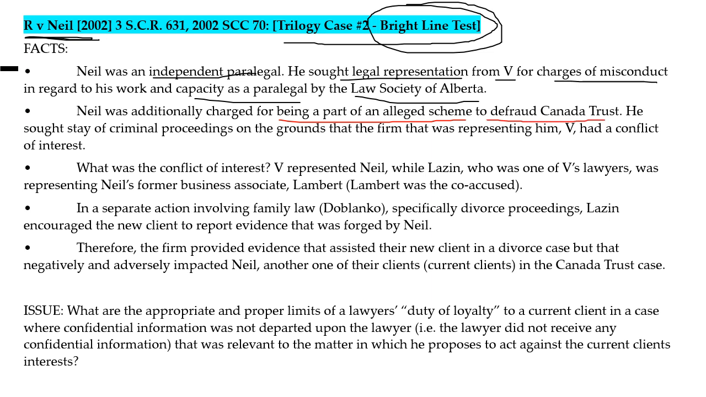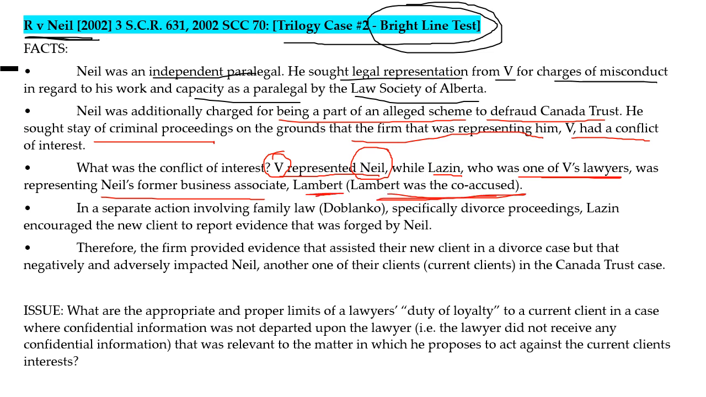Neil sought a stay of the criminal proceeding on the ground that the firm that was representing him had a conflict of interest. What was the conflict of interest? V represented Neil while Lazin, who was one of V's lawyers, was representing Neil's former business associate, some old business associate, Lambert. And here Lambert was the co-accused.